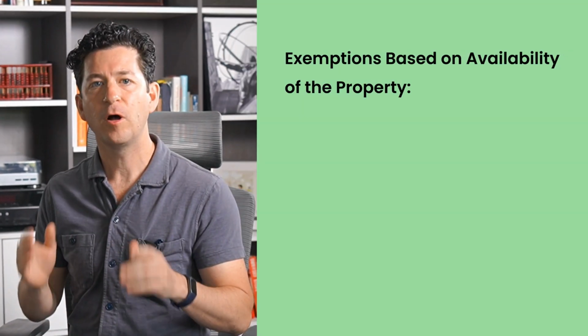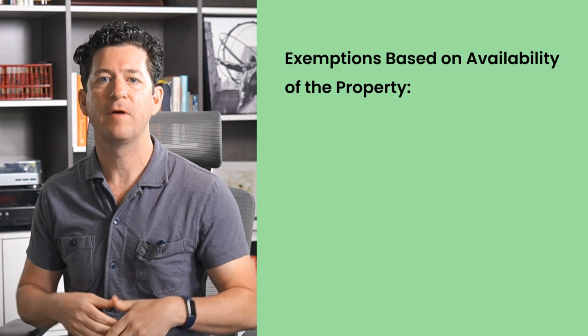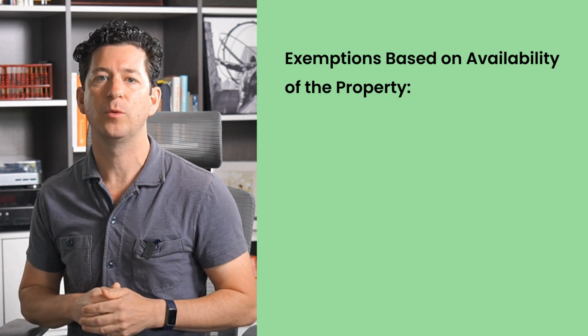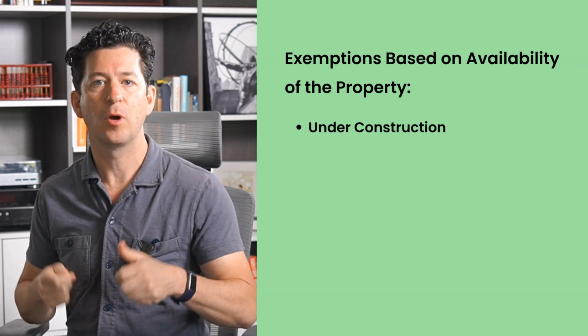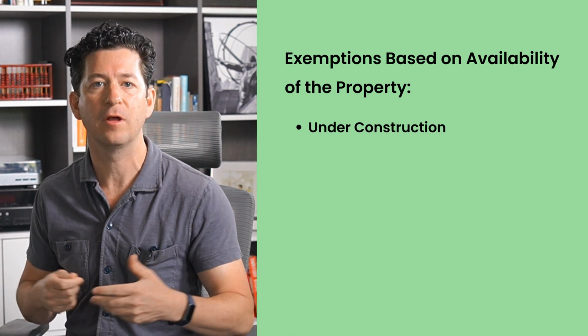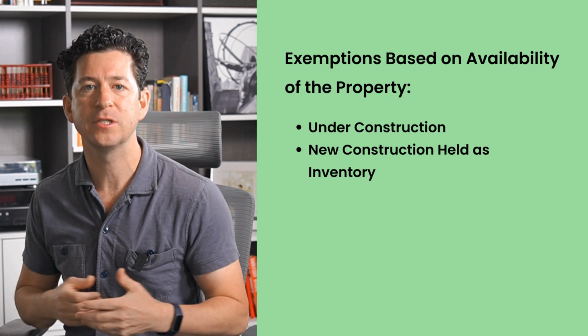Next, we have exemptions based on availability of the property. The following states of property availability provide an exemption from paying the UHT. Owners may still need to file a UHT return. Under construction: properties that are under construction and not substantially completed before April of the year. New construction held as inventory.